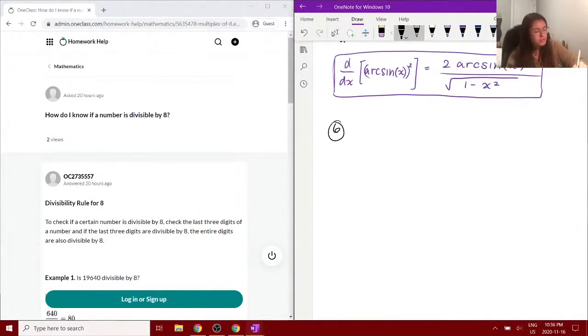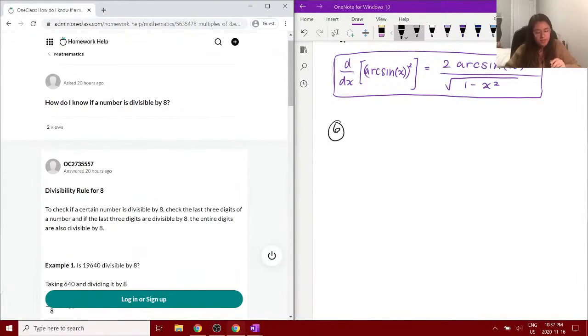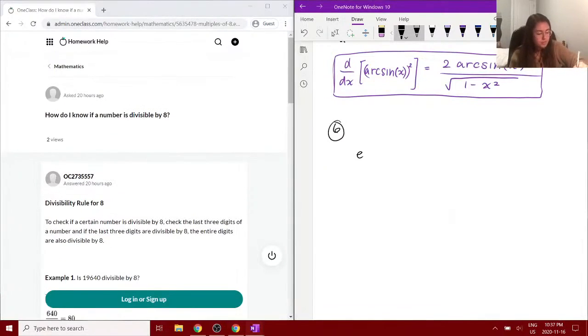Final example today, we have question number 6. So how do you know if a number is divisible by 8? To find out if something is divisible by 8, we have our divisibility rule for 8. As you can see here on the left side, it says to check if a certain number is divisible by 8, we can check the last 3 digits of the number. And if we know that the last 3 digits are divisible by 8, then the entire given number is also divisible by 8. All right, so let's try a couple of examples here.